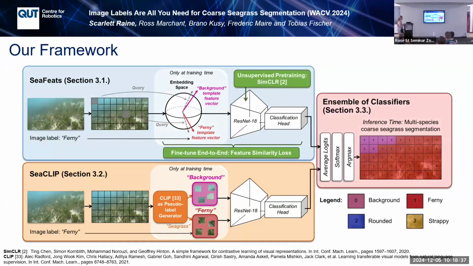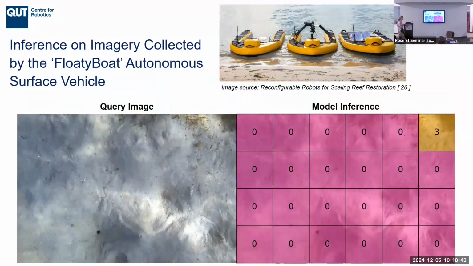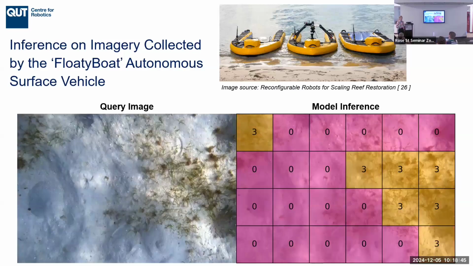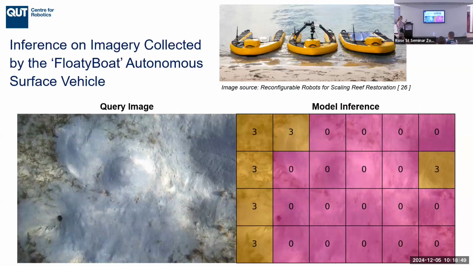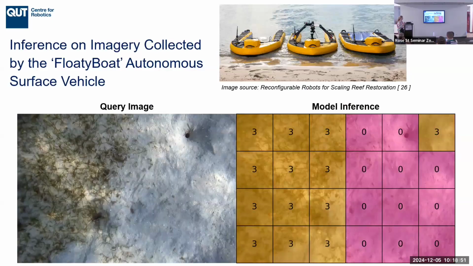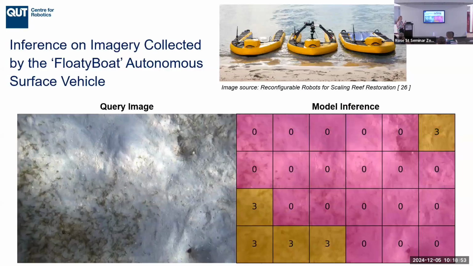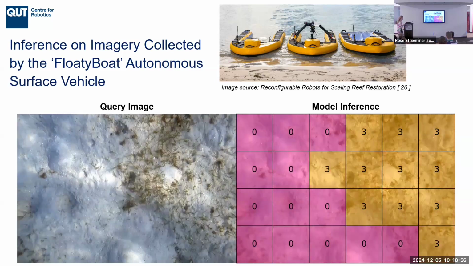And then we combined those in an ensemble and found that the 2 different approaches resulted in improved performance overall. We then deployed it on one of the surface vehicles. So here we can see it's classifying the sand as class 0 in pink and the type of seagrass as class number 3 there in yellow.